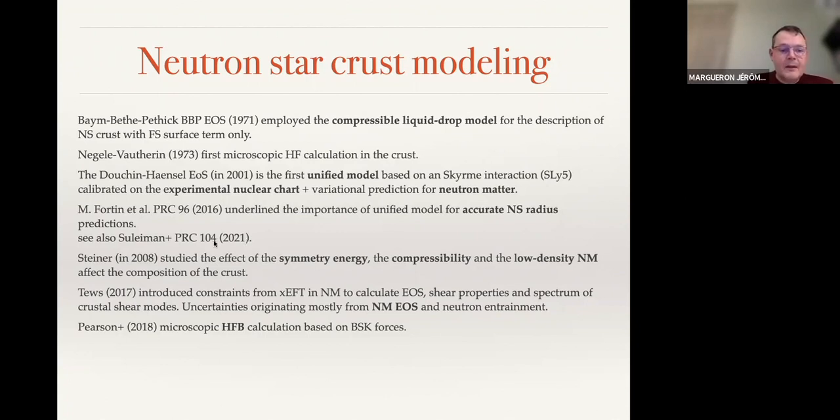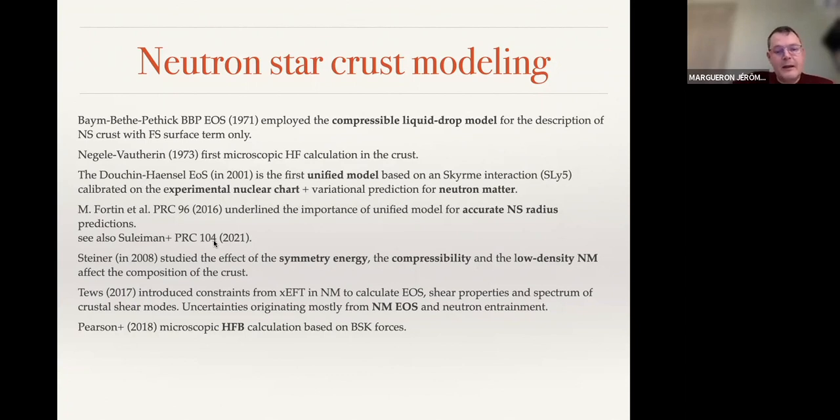A bit before, in 2008, Andrew Steiner studied the effect of symmetry energy, compressibility, and the low density neutron matter effect on the composition of the crust. And then after, Inghoo Chu, in 2017, introduced the recently proposed constraint from chiral EFT in neutron matter to calibrate or to reduce the uncertainty on the equation of state. And he found that still uncertainties in the crust are mostly coming from the neutron matter equation of state.